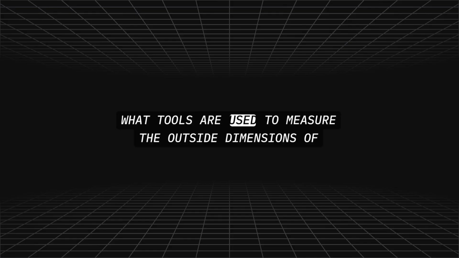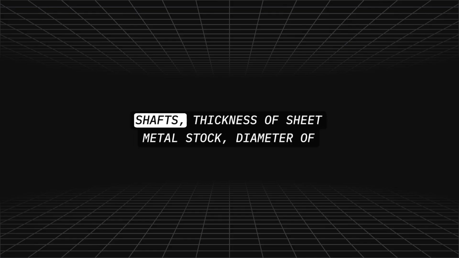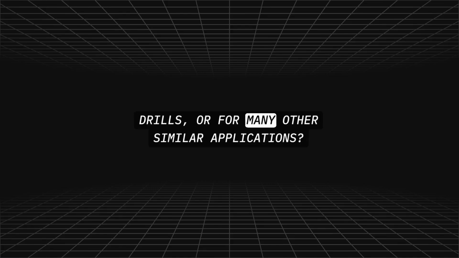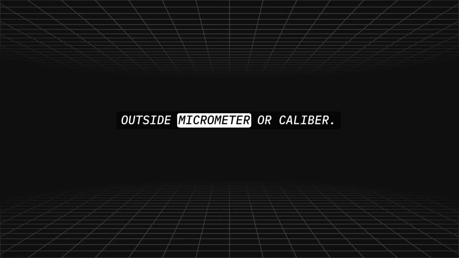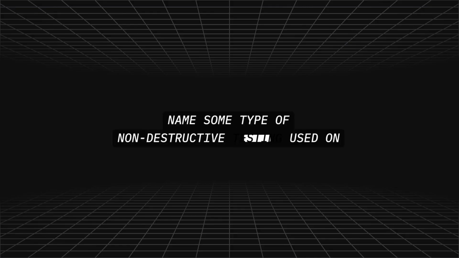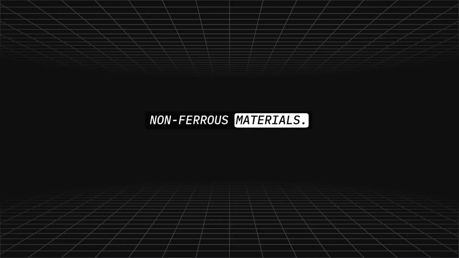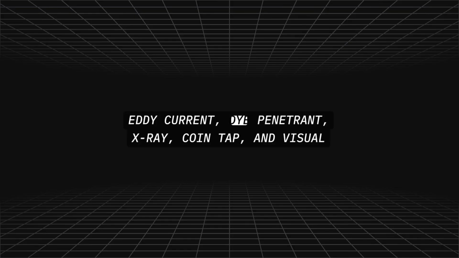What tools are used to measure the outside dimensions of shafts, thickness of sheet metal stock, diameter of drills, or for many other similar applications? Outside micrometer or caliper. Name some types of non-destructive testing used on non-ferrous materials. Eddy current, dye penetrant, X-ray, coin tap, and visual inspection.